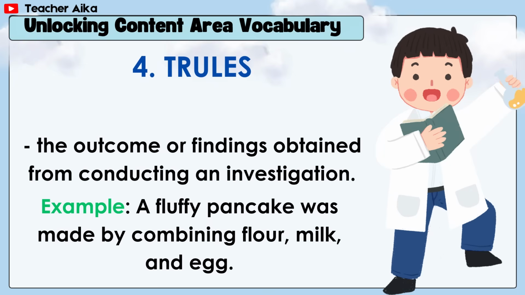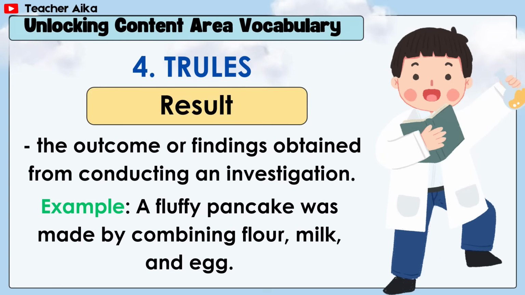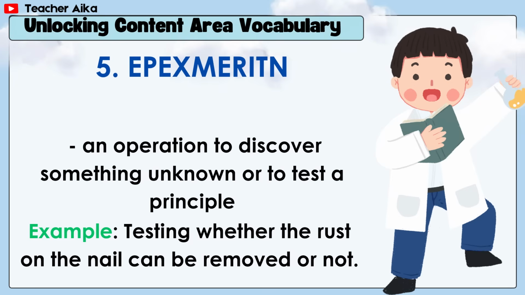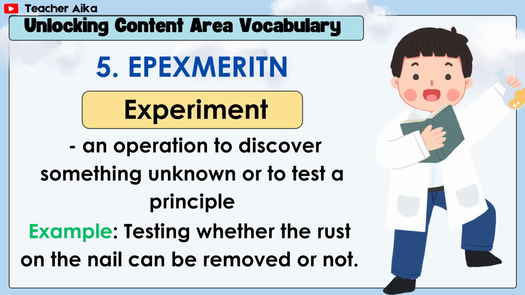Number 4. The outcome or findings obtained from conducting an investigation. Example, a fluffy pancake was made by combining flour, milk, and egg. Answer: result. Number 5. An operation to discover something unknown or to test a principle. Example, testing whether the rust on the nail can be removed or not. Answer: experiment.